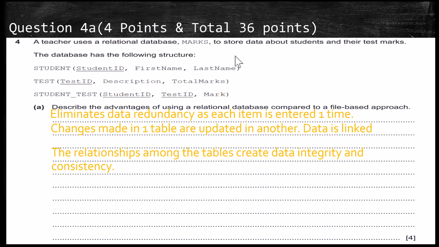So this student ID shows up here in this table, and test ID shows up here in the third table as well. Now, student ID is a primary key. Down here in the student test table, it's known as a foreign key. Test ID is a primary key in the test table, and shows up as a foreign key in the student test table. Because both of these are underlined, they are a composite key. As long as the student ID and test ID together are unique, we're allowed to put it into the table.